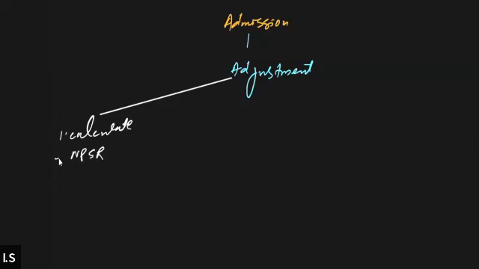We need to find out the new profit sharing ratio. For example, earlier if the partners were sharing the profit and losses in the ratio of 2:2:1, and they have admitted Mr. A. So after admission of a new partner, what will be their new share? What will be the new profit sharing ratio of the partners? That we will have to first of all determine. So this is what we call adjustment number 1, calculation of NPSR or new profit sharing ratio.